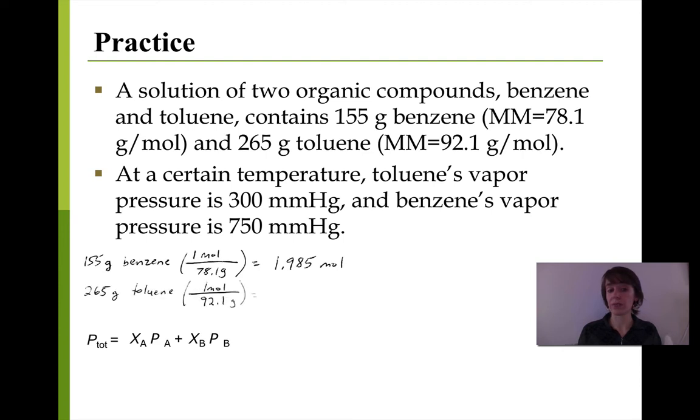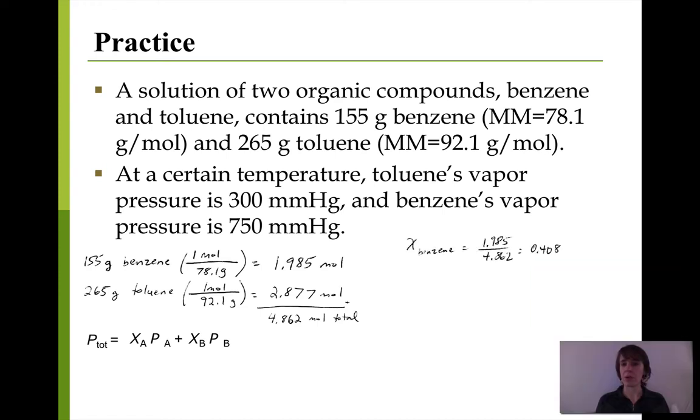So we'll first convert the masses of both compounds into moles. We'll sum those molar amounts. The mole fraction is simply the number of moles of each divided by the total molar amount. So for the benzene, we end up with about 0.4, and for the toluene, we end up with about 0.6.